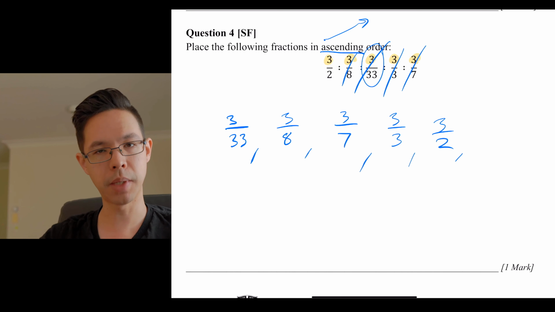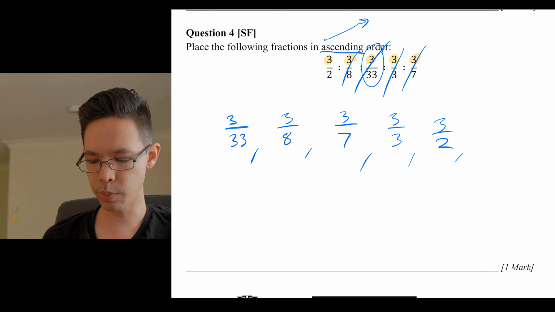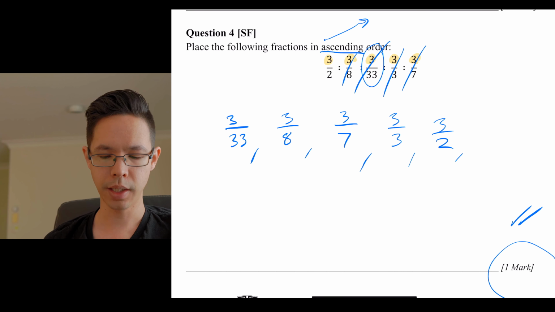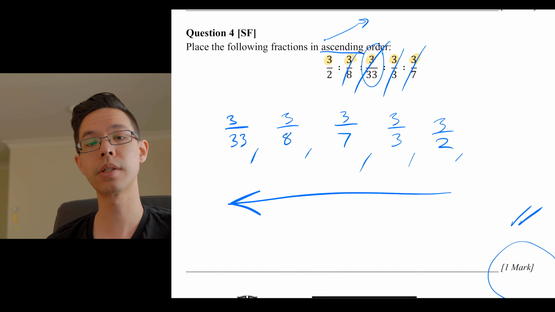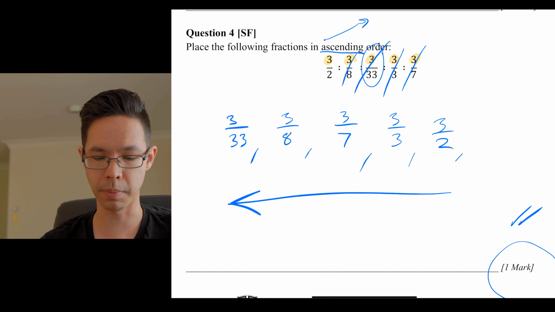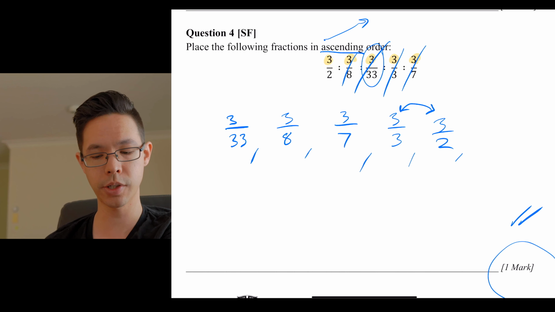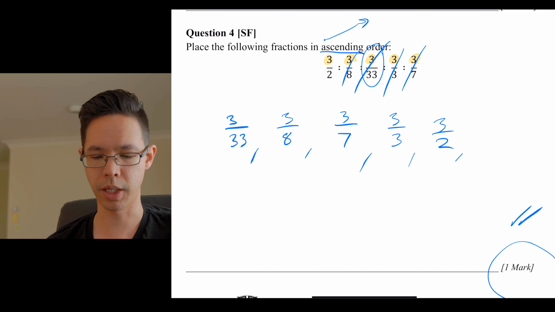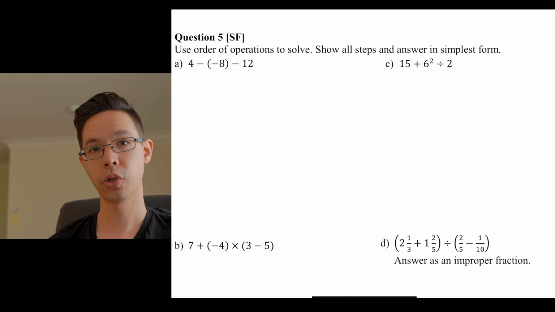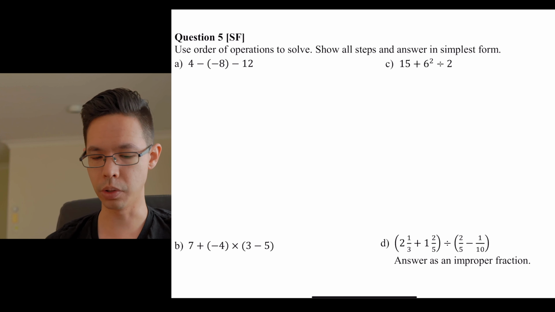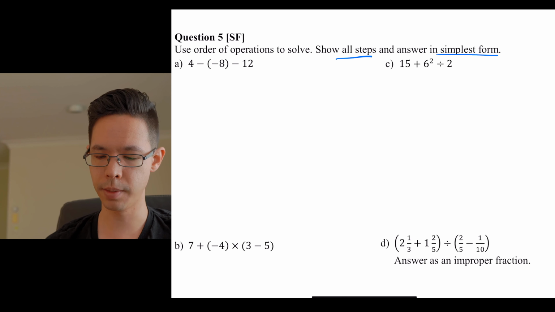Now, when it comes to marking these questions, this one here is worth 1 mark, so we're looking for 2 ticks somewhere. And if you have this sequence backwards, then you obviously lose one of those tick marks. And perhaps if you have maybe the correct sequence, but 2 of them are back to front, then you might lose one of those tick marks, perhaps, depending on your teacher. Question 5. Use order of operations to solve. Show all steps and answer in simplest form.